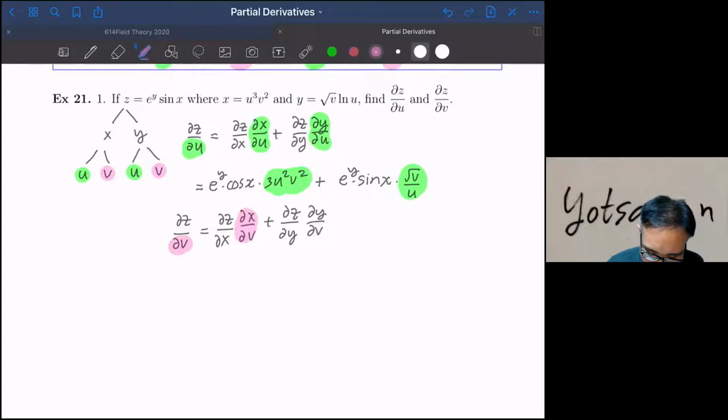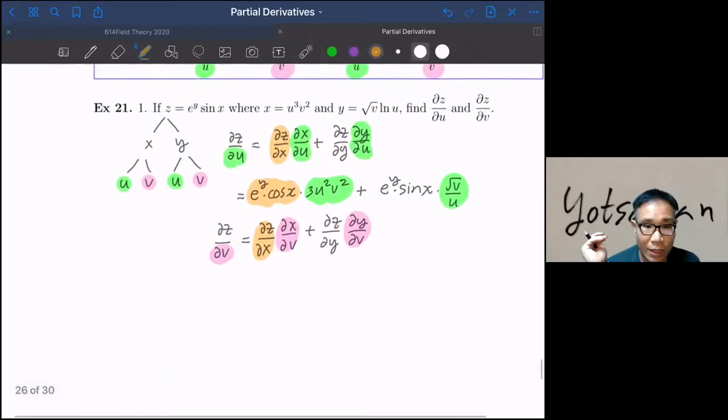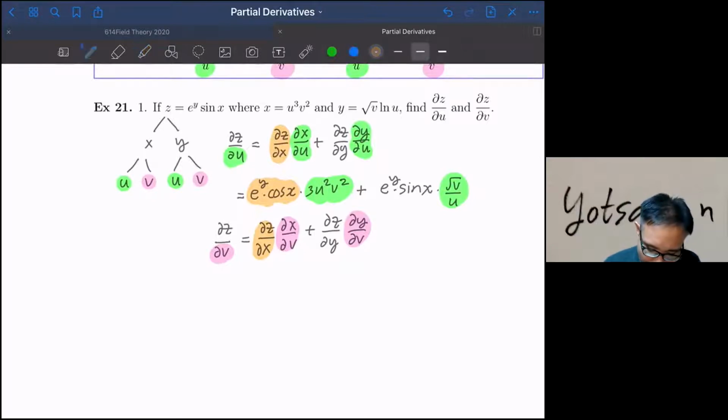I have two pink terms here. Okay, so you see that, for this term, do I have dz dx? Of course, you have dz dx, and dz dx turns out to happen again in this formula. You see, the color I use is the same. It's the orange guy. And can I just copy it down? You don't need to differentiate it. So you just copy the orange guy down. So it's going to be e to the y cosine x. So this one is the same thing.